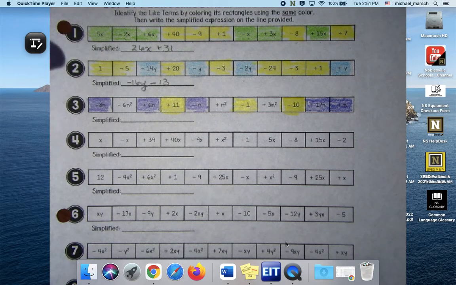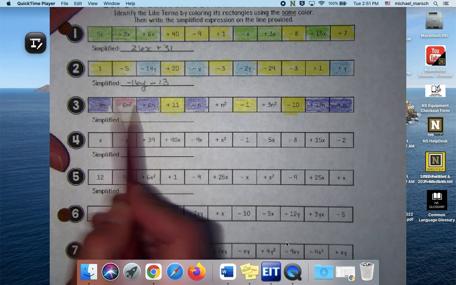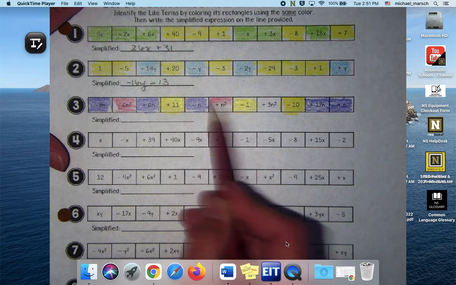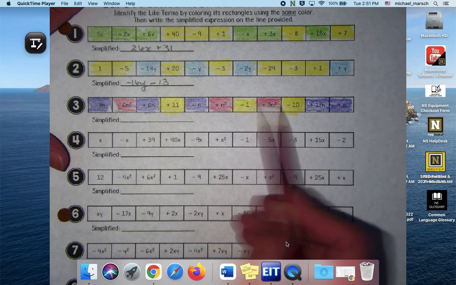And then we have n squared, so I'm going to use red.